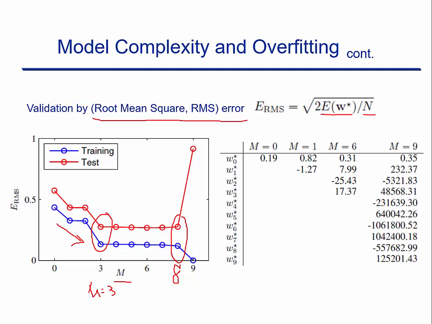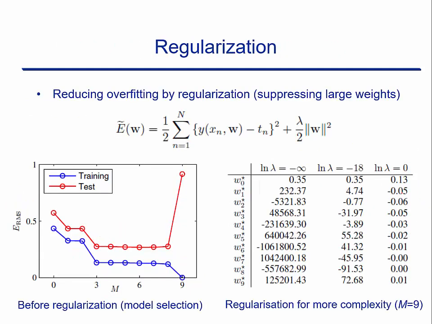Now let's look at the cause of this drastic increase of error after m of 8. We can see that when we increase m, the magnitude of the parameter values also increases, and the magnitude of the parameter values jumps to very large values at m equals 9. So these are very large values, and this is a signal of severe overfitting.